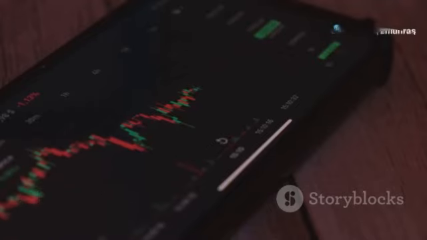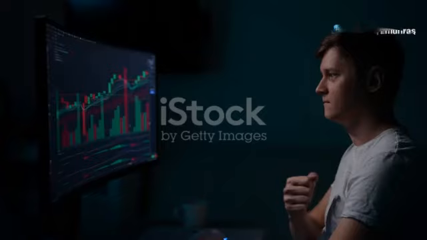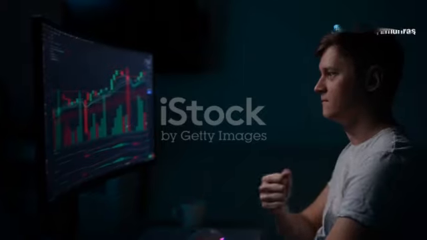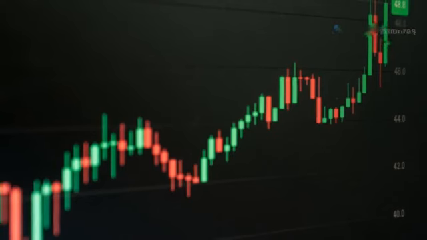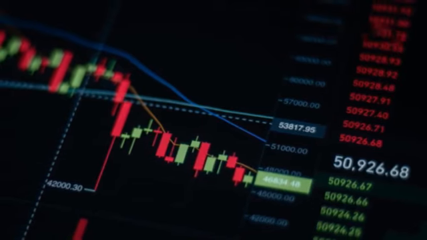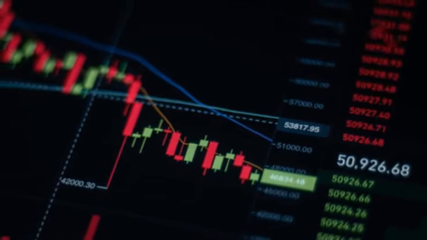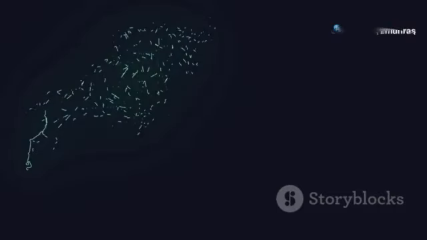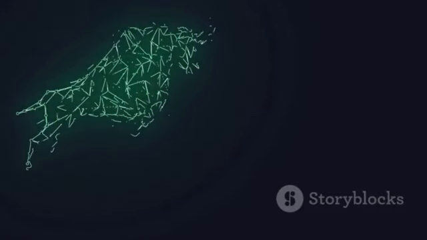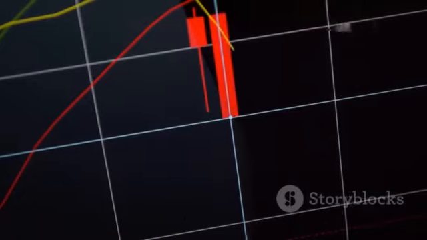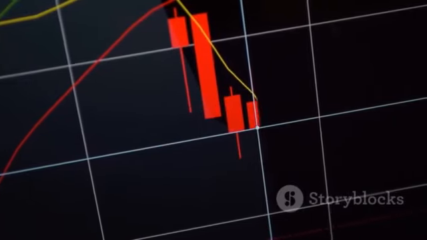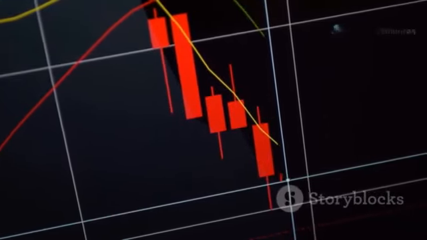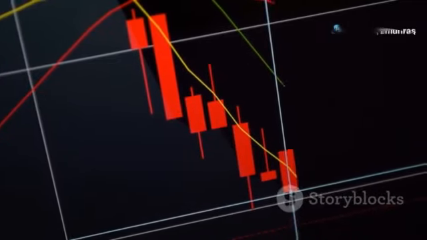All right, let's break down the anatomy of a candlestick. Don't worry, it's not as intimidating as it might seem. First off, you've got the body of the candlestick. This is the big rectangle in the middle, and it tells you the opening and closing prices for that specific time period. A green or white body, that's a good thing. It means the price closed higher than it opened, signaling bullish sentiment. On the flip side, a red or black body means the price closed lower than it opened, indicating bearish sentiment.